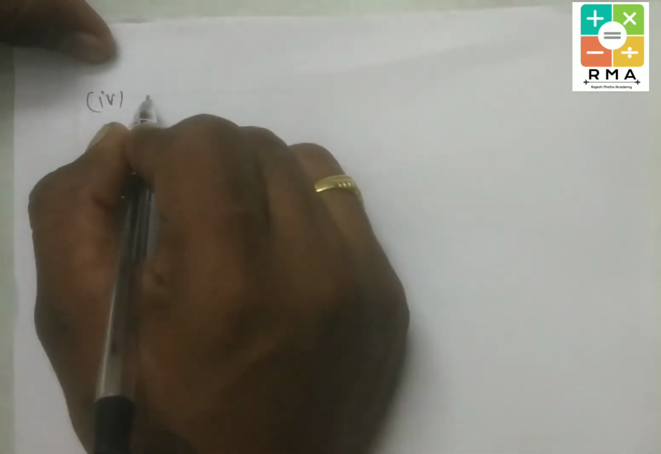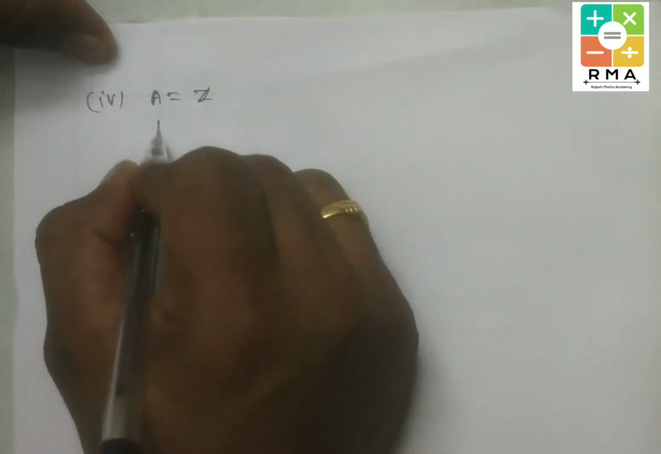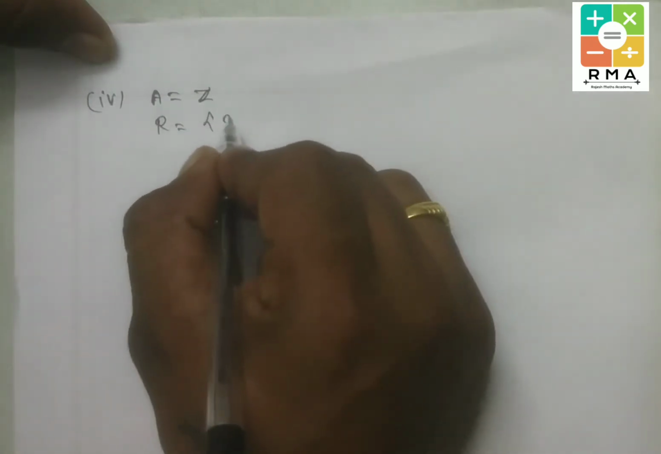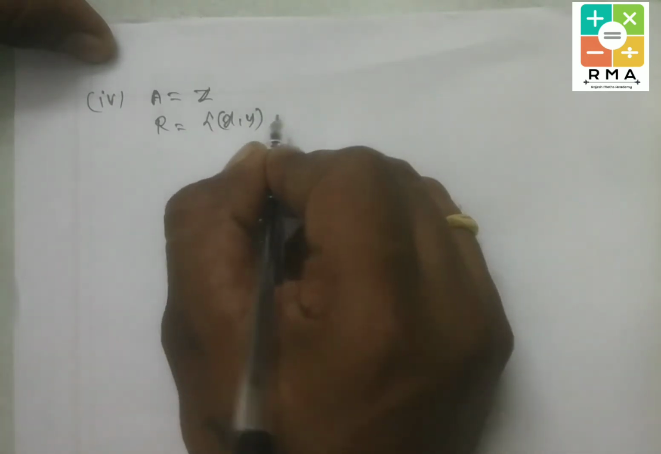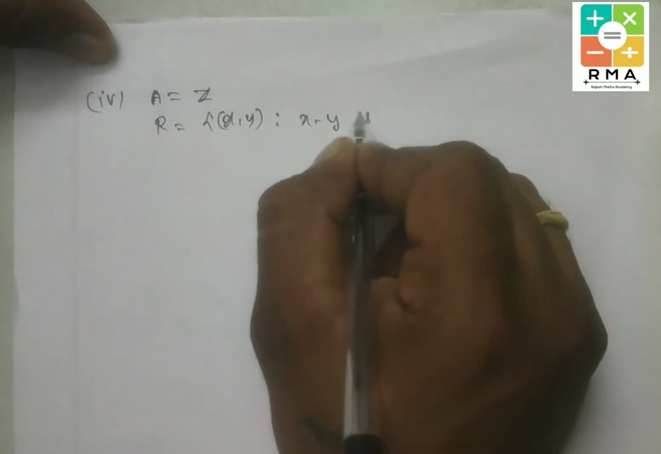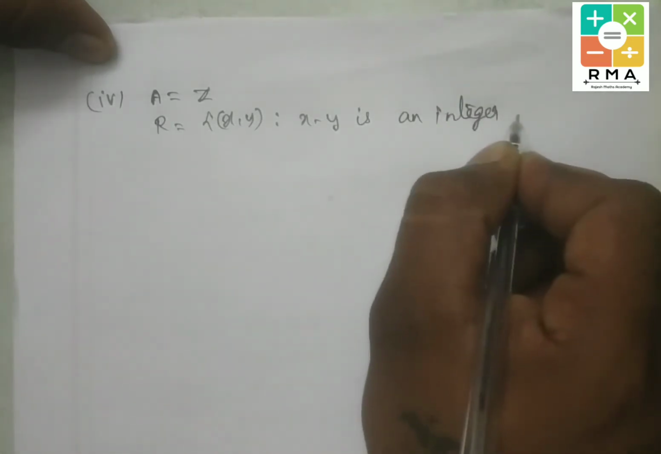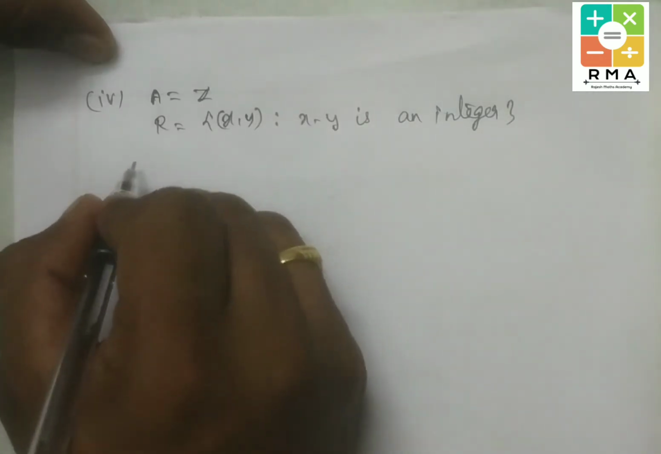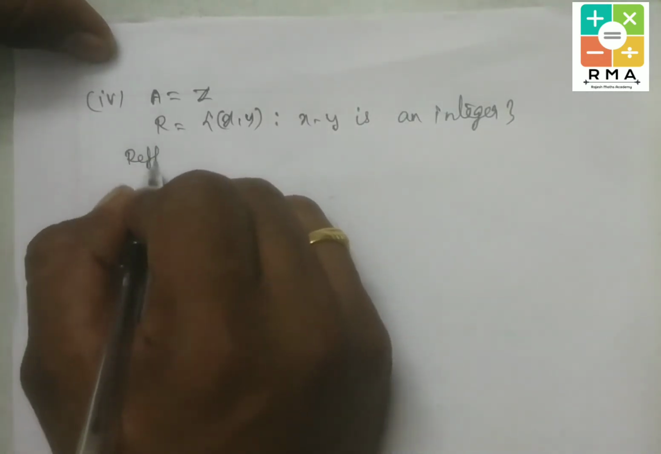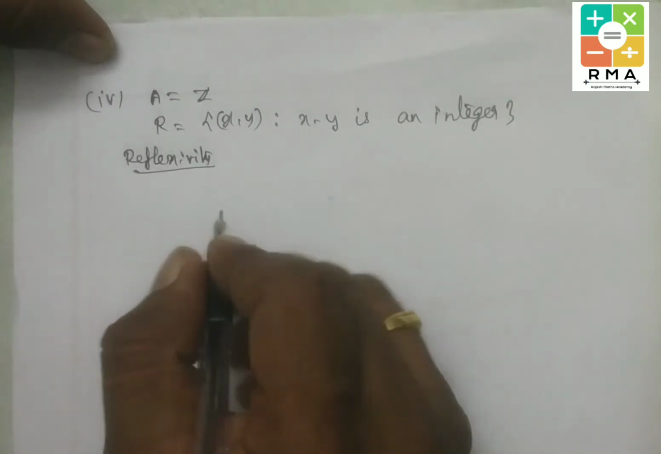So here what is given? The set A equal to the set of all integers, and the relation given here is the set of all ordered pairs (x, y) such that x minus y is an integer. So first we will prove reflexivity. So what is reflexivity?